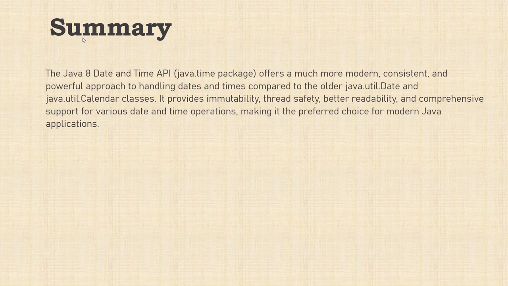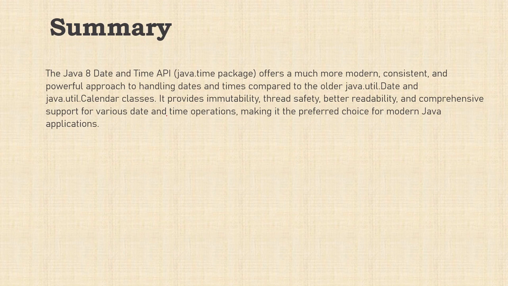So we are going to see the summary. The Java 8 Date and Time API offers a much more modern, consistent, and powerful approach to handling date and time compared to the older java.util.Date and java.util.Calendar classes. It provides immutability, thread safety, better readability, and comprehensive support for various date and time operations, making it the preferred choice for modern Java applications. So this is the conclusion of our new Java 8 Date and Time API.